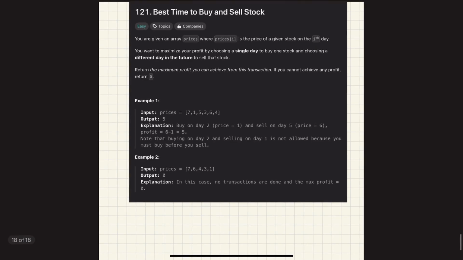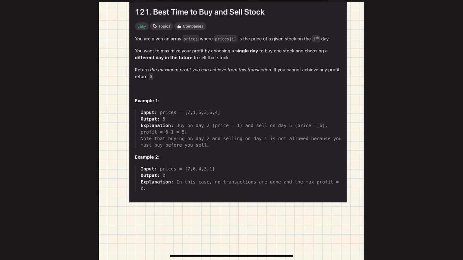You are given an array prices where prices[i] is the price of a given stock on the ith day. You want to maximize your profit by choosing a single day to buy one stock and choosing a different day in the future to sell that stock. Return the maximum profit you can achieve from this transaction. If you cannot achieve any profit, return 0.